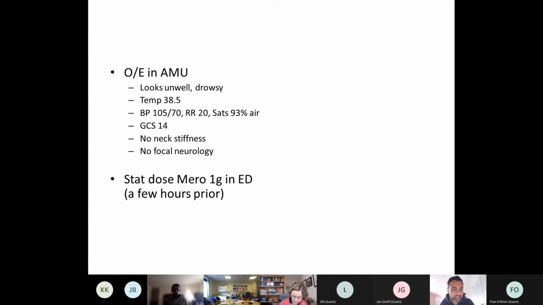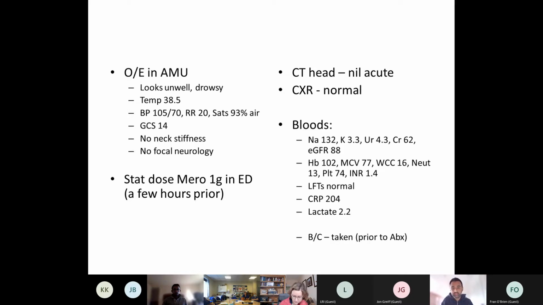She got the obligatory stat dose of meropenem in A&E, which was a few hours prior to her transfer to AMU. CT head had been done there. There was nothing on it, really. Chest X-ray also looked normal, and those were her blood tests. So slightly low sodium, microcytic anemia, high white cells, high neutrophils, slightly low platelets, and raised INR, CRP of over 200, and a lactate of 2.2, and some blood cultures had been taken, thankfully, before antibiotics.